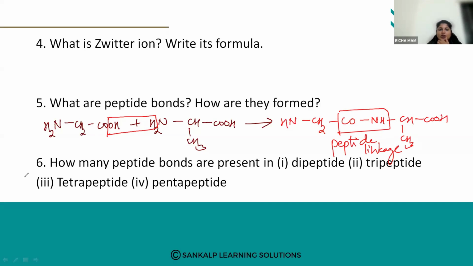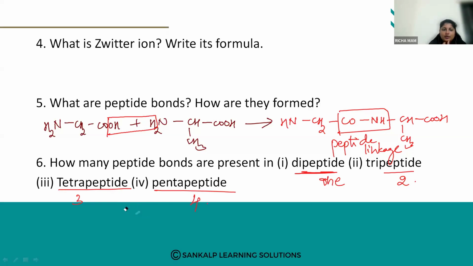Now next question. How many peptide bonds are present in dipeptide, tripeptide, tetrapeptide, pentapeptide? In dipeptide, only one peptide bond is present. In tripeptide, 2 are present. In tetrapeptide, 3 are present. And in pentapeptide, 4 are present.